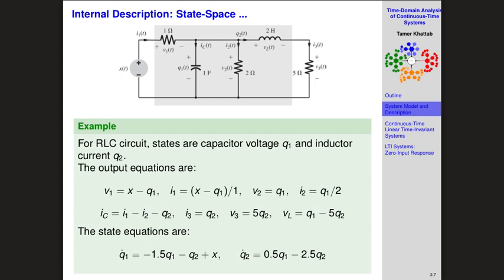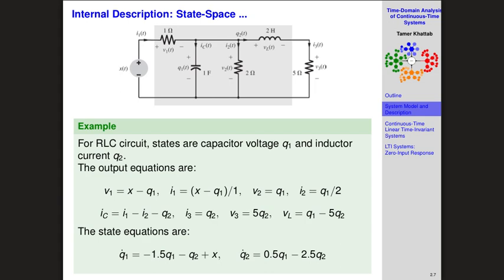Anyways, so if you look at this, right, X is the input. So V1, the voltage across the resistor, is equal to the input voltage minus the voltage across the capacitor, Q1, right? And the current going through that is, again, this same voltage, V1, divided by the value of the resistor, right? So it's also easy. V2, if you want to calculate the value of V2, which is the voltage across the 2 ohm resistor, it is actually equal to the voltage across the capacitor. So it's directly equal to Q1, right?